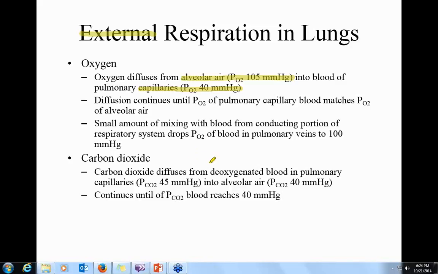Carbon dioxide, on the other hand, is going to diffuse from the blood, deoxygenated blood, into the alveoli, which is lower. So again, it's going to go from where the pressure is 45 to where the pressure is 40. And again, this will continue until you reach some type of equilibrium.